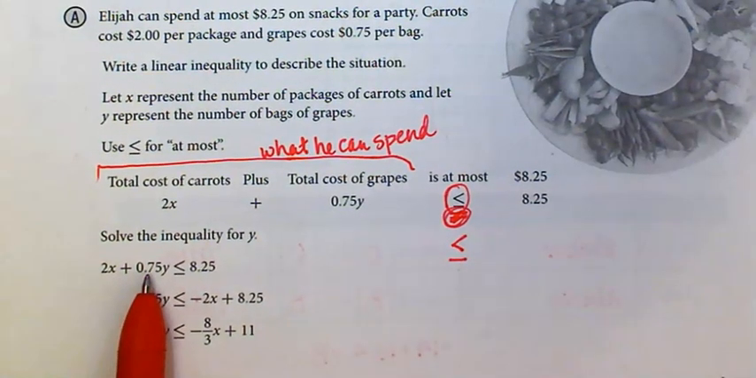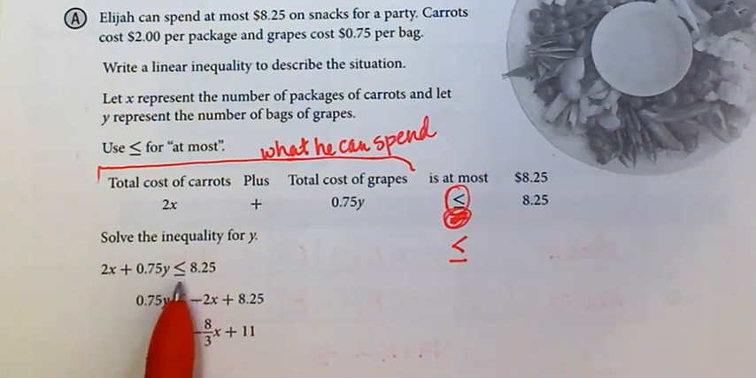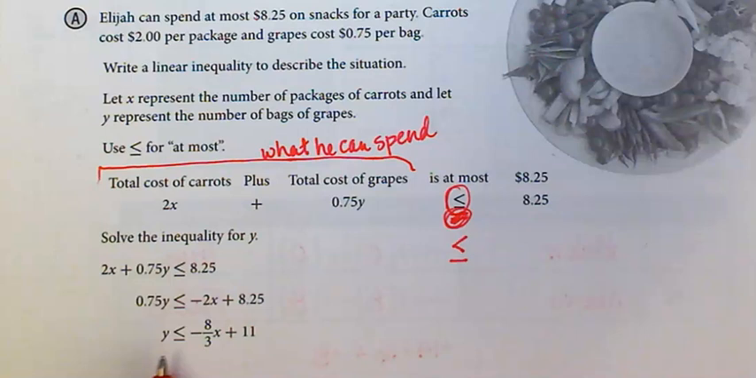Okay, then once you've constructed that, $2 for the carrots, 75 cents for each set of grapes. All of that has to be less than $8.25. Rearrange to solve for y. Y has got to be less than or equal to negative 8/3 x plus 11.